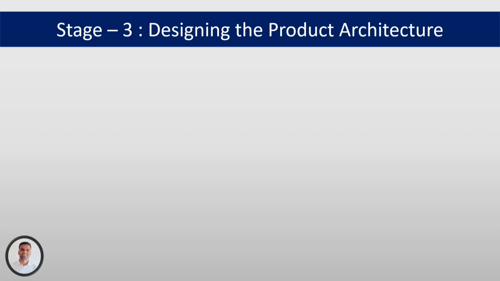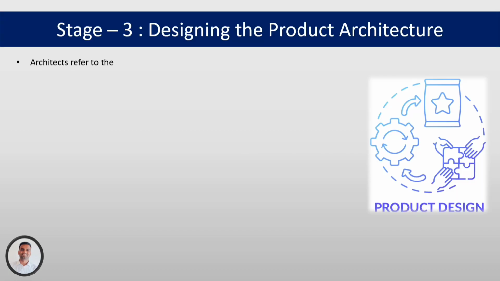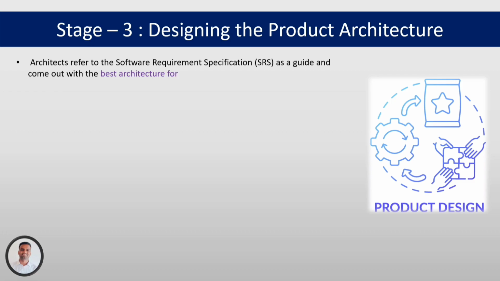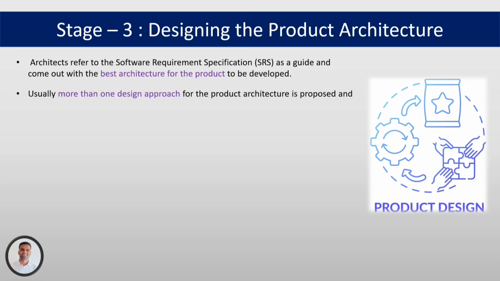In the third stage of software development lifecycle, architects refer to the software requirement specification as a guide and come out with the best architecture for the product to be developed. Based on the requirements specified in the SRS, usually more than one design approach for the product architecture is proposed and documented in the design document specification.